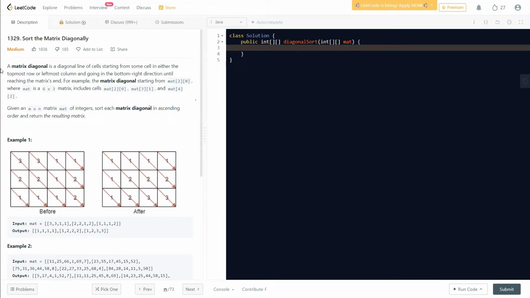In this video, we'll discuss a LeetCode problem, Sort the Matrix Diagonally. This is a medium level problem, and we'll understand what exactly the question is asking us to do and how easily we can solve a question like this.